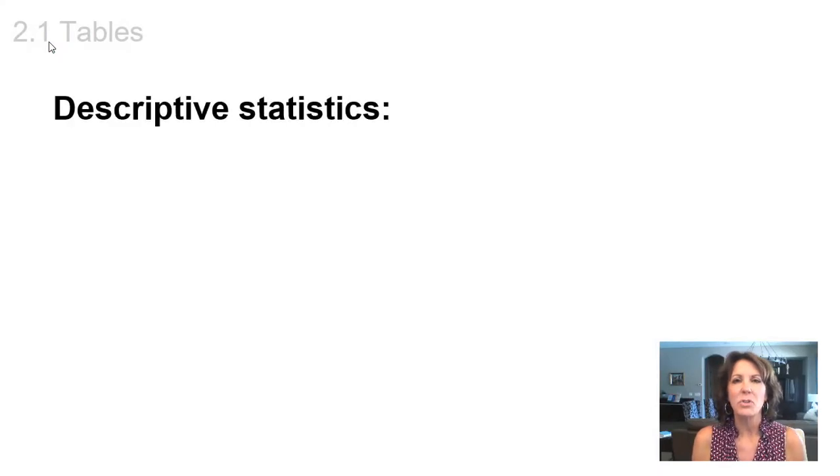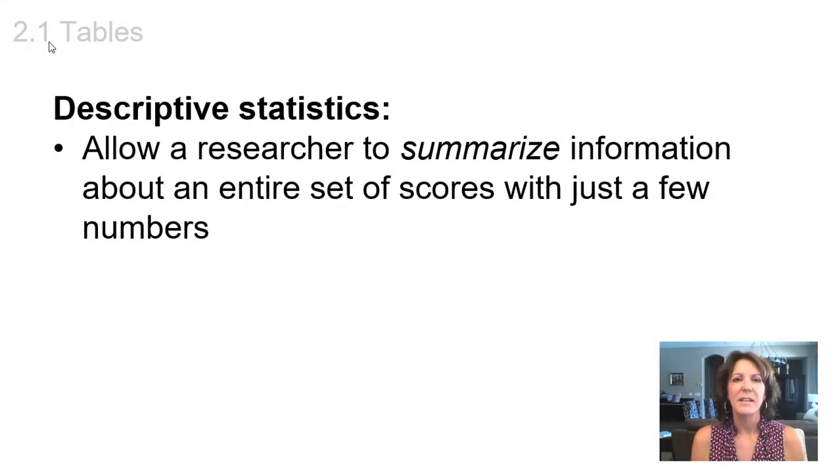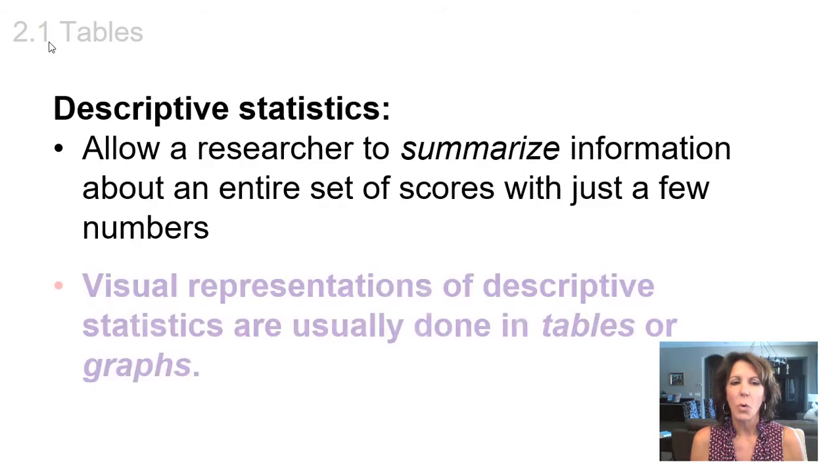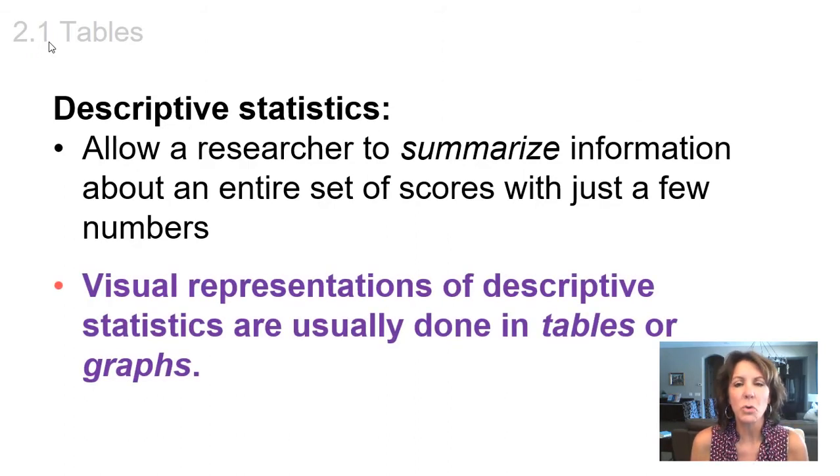As a reminder, descriptive statistics give us a chance to summarize information about a whole set of scores with just a few numbers. Or sometimes we use visual representation such as graphs or tables. So it's a way of taking a lot of numbers and making sense of them. We are describing the data. We're not inferring anything, we're just saying what's out there.